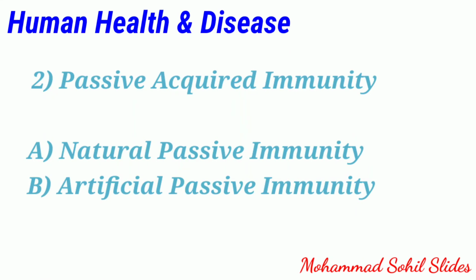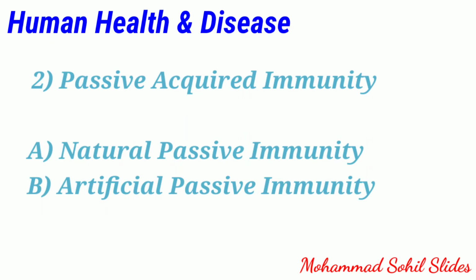Antibodies are naturally transferred from mother to developing fetus. After birth, they are transferred through colostrum. The antibody IgA is received from the mother by the child. This antibody remains for a short time, thus natural passive immunity remains for a short time.